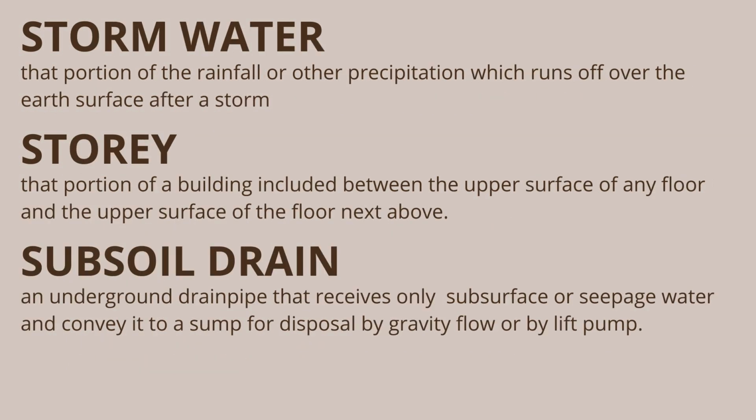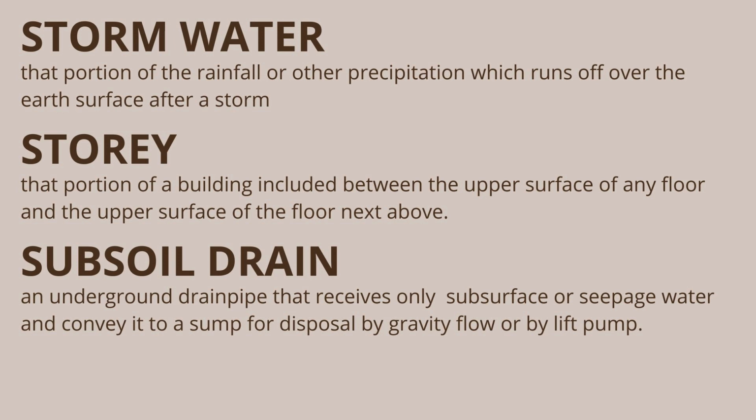Storm water: that portion of the rainfall or other precipitation which runs off over the Earth's surface after a storm. Story: that portion of a building included between the upper surface of any floor and the upper surface of the floor next above. Subsoil drain: an underground drain pipe that receives only subsurface or seepage water and conveys it to a sump for disposal by gravity flow or by lift pump.